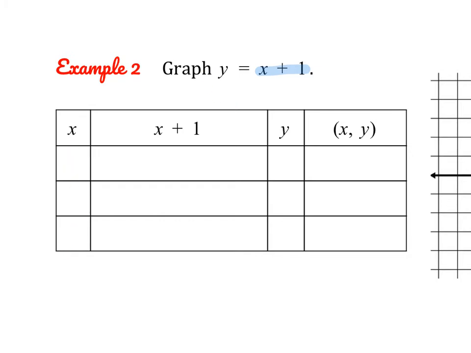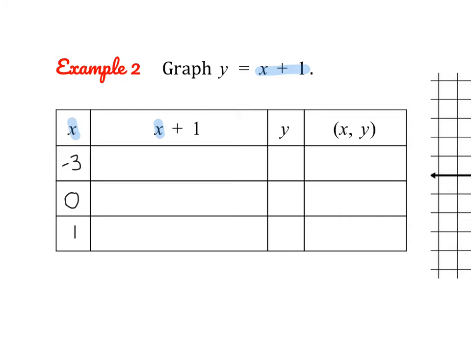It's usually a good idea to pick a negative. I will always pick 0, and then I'll pick some positive. So let's pick -3, 0, and +1. Okay, and you can pick whichever x values you want. So these are the x values that I'm going to substitute into our function.